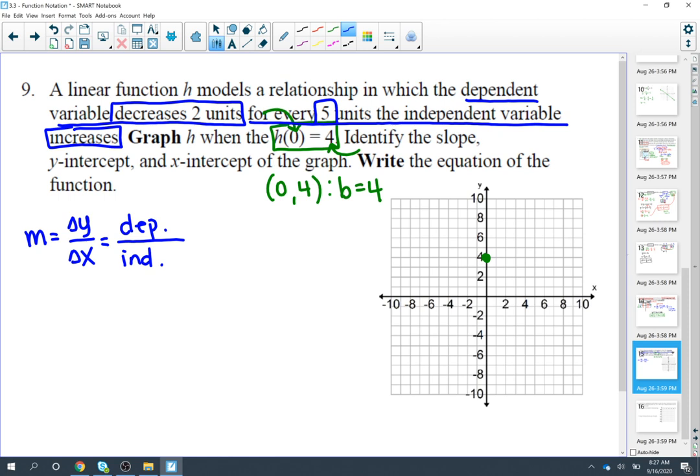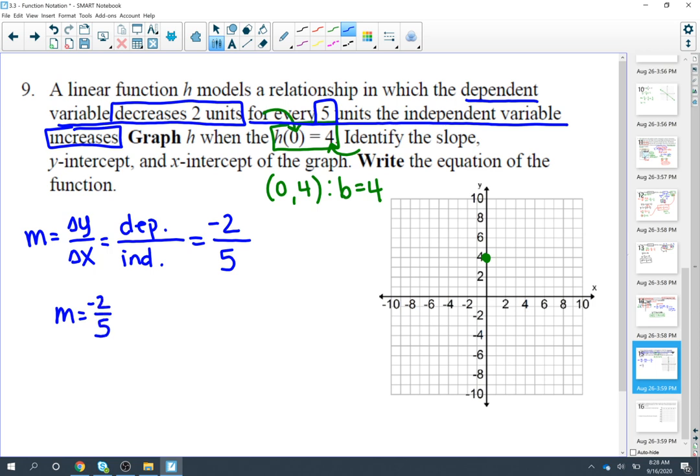So my numerator is my dependent variable and my denominator is my independent variable. My dependent variable decreases 2 units for every 5 units that the independent variable increases. So independent on the bottom, dependent in the numerator. This is decreasing, so I made it negative. This is increasing, so I left it positive, which is telling me my slope is negative 2/5.